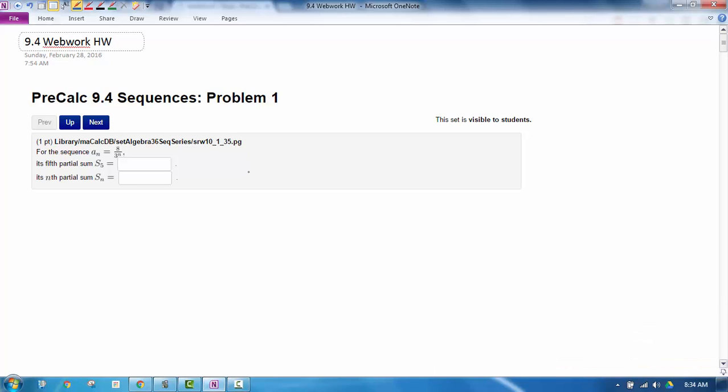Okay, this is 9.4 homework help. The first problem gives us a sequence here. a sub n equals 8 over 3 to the n. I'm going to rewrite this as a sub n equals 8 times 1/3 to the n, just to show you that this is our standard geometric sequence. Now usually I write it like this, but it doesn't matter.